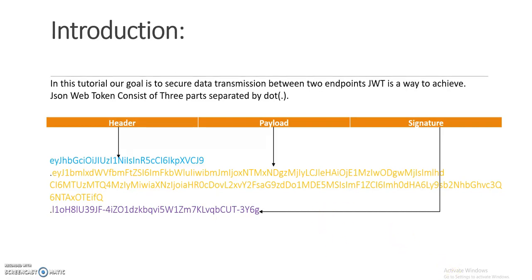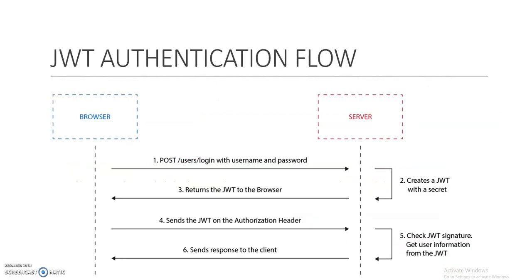Okay, to achieve that, we are going to see how this request is happening between the browser and the server. From the diagram you can see the user enters his credentials and it requests to the server. The server generates a JWT with a secret and returns it back to the browser. Then we send the JWT on the authorization, and from the server side it checks the JWT signature, gets the user information from JWT, and responds back to the client. So this is the process which happens when we authenticate with JWT token.